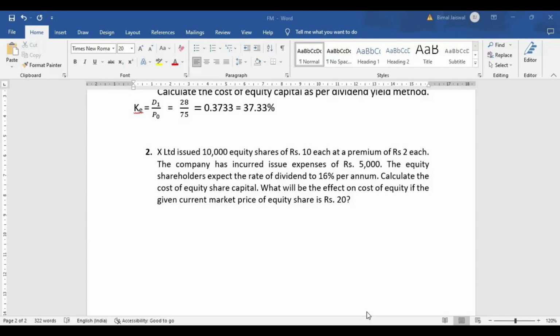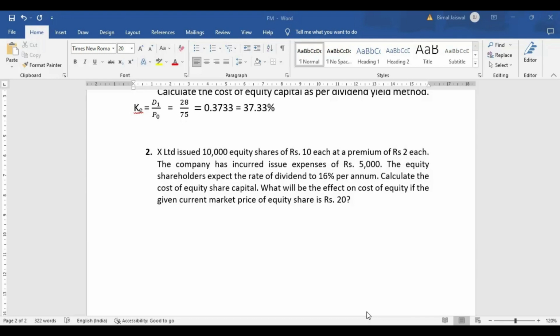The company has incurred expenses for the issue of rupees 5,000. That means for making the issue of these equity shares, the company has incurred expenses of rupees 5,000. Why is this information given? Because we have to calculate the P0, or else you can say the net proceeds.